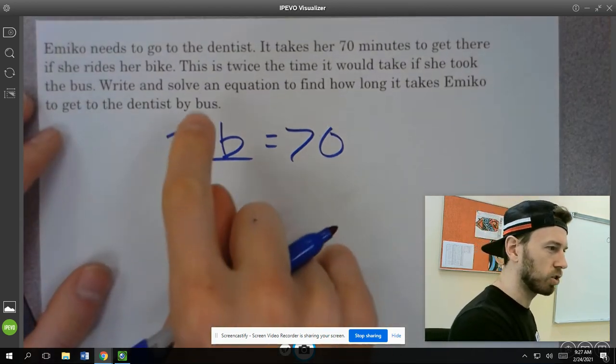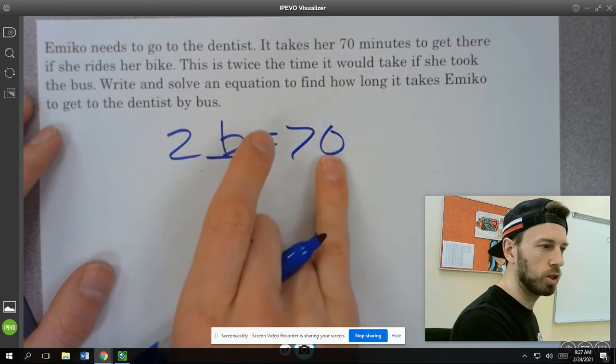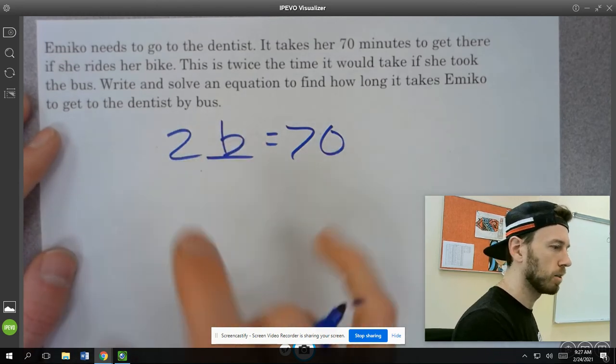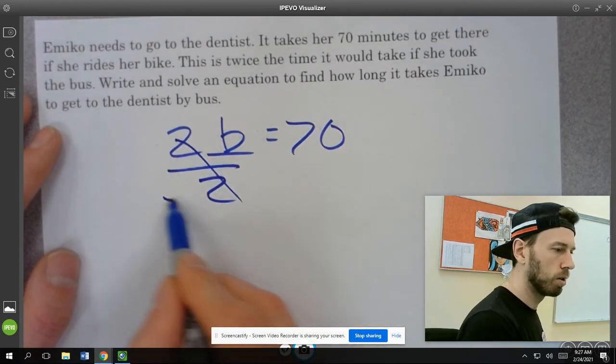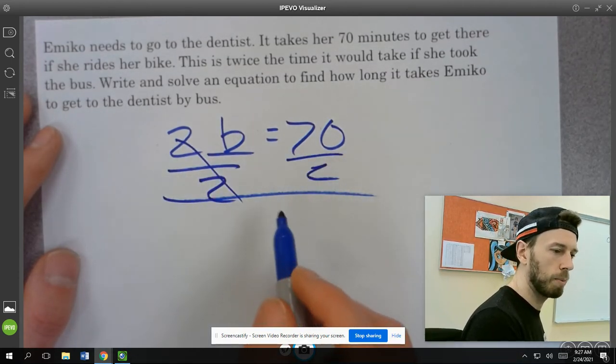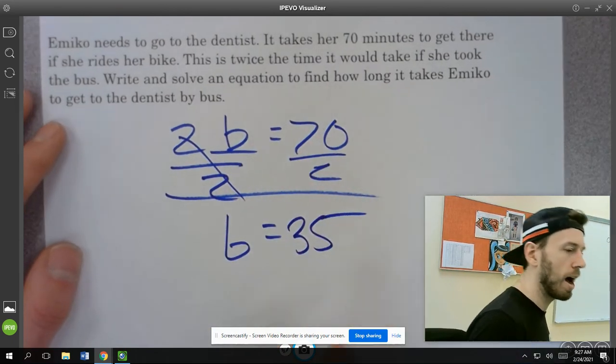If we solve for b now, we should be able to figure out what the time is for the bus, right? Because it takes her twice the time to take the bike as it does on the bus. So 2 times b should equal her time on the bike. So let's solve for b. If b is being multiplied by 2, I'm going to do the inverse of that and divide by 2. If I divide this side by 2 as well, it should tell me how long it takes on the bus, which would be 70 divided by 2 is 35.